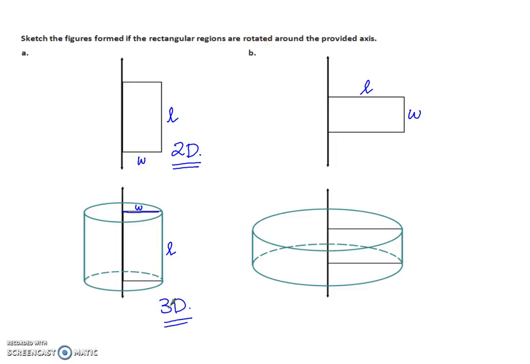Same thing if I decide to rotate this rectangle over its width instead of its length. If I rotate it the other way, I still get a cylinder. It's just that the dimensions are different. Now the radius here is going to be the length instead of the width, and the height is going to be the width. That's the only difference. The numbers are switched. So this is 2-dimensional, this is 3-dimensional.